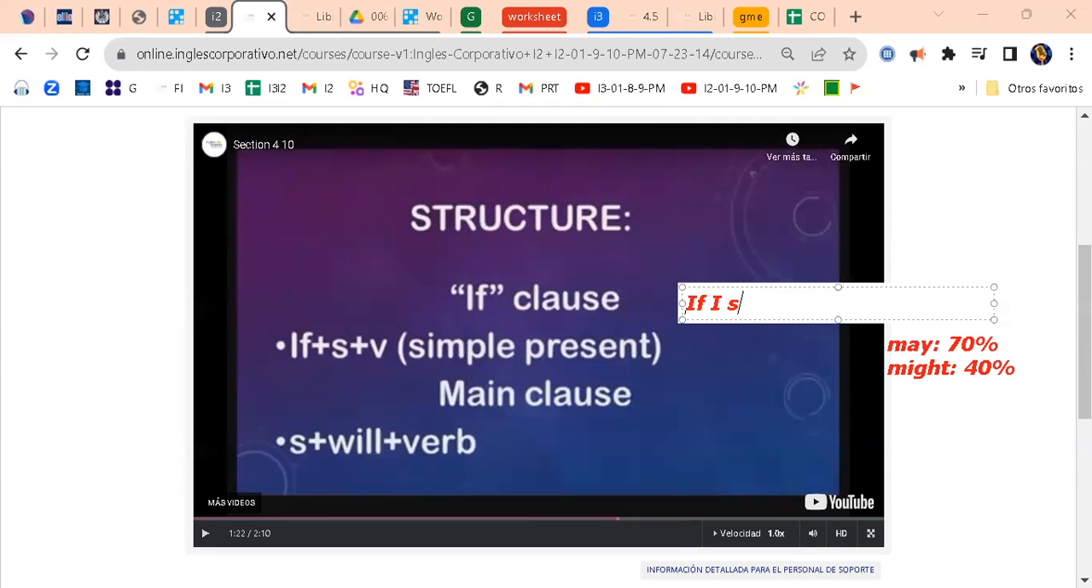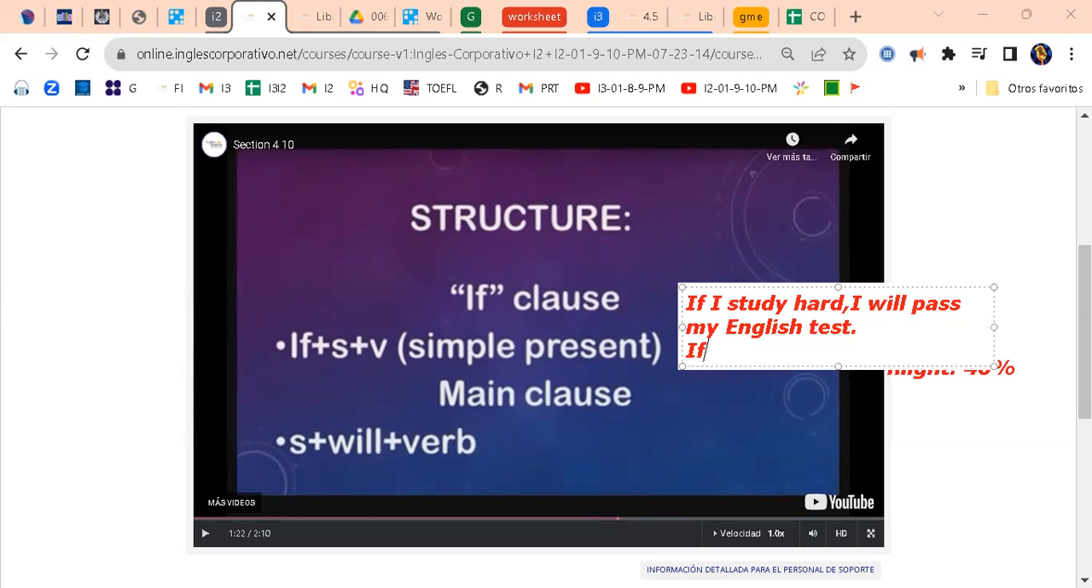Okay, so this is the structure that we're going to follow. For example, if I study hard, okay, so what is going to happen? So we need a second clause. If I study hard, I will pass my test. Okay, so I'll pass my English test. Another example. If you work hard, you will buy a new car. Okay.